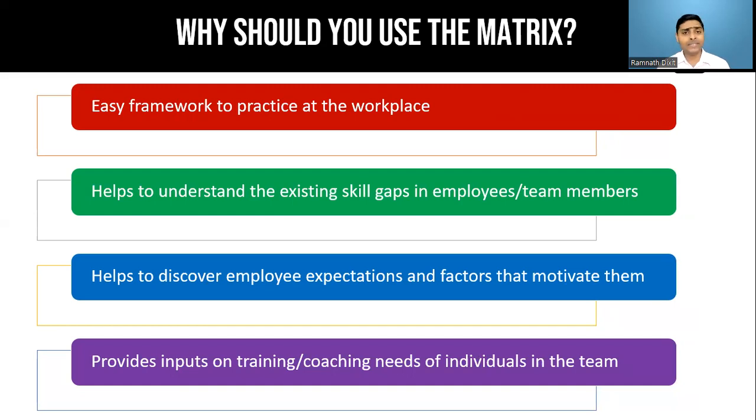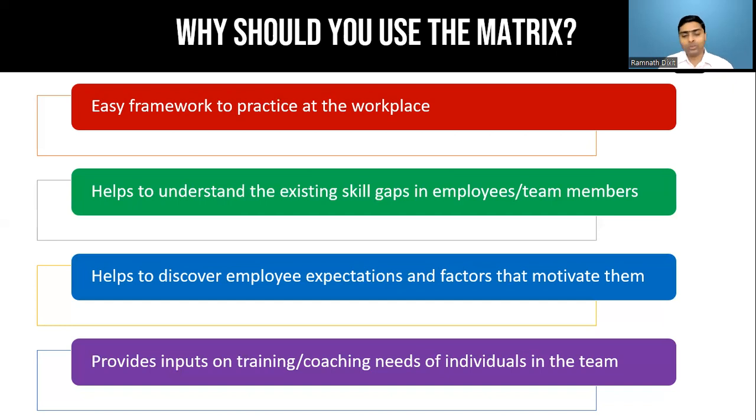Number 2, and I think this is the most important thing, it helps you identify skill gaps in employees as well as your team members. This is a conversation where you also get to know what are the training needs or coaching requirements of the people in your team. What kind of skill sets are they lacking? And what can I do as a leader in terms of coaching, mentoring, training them so that they learn those skills?